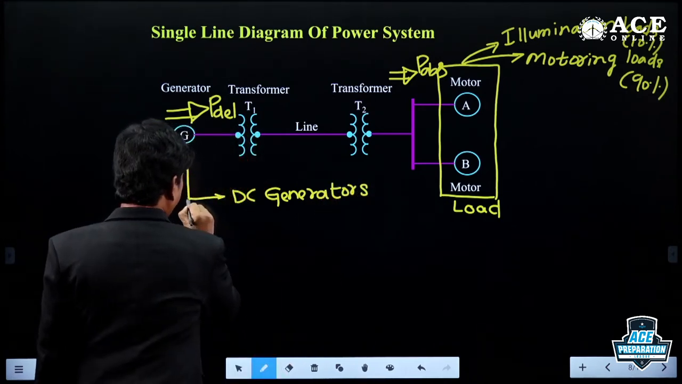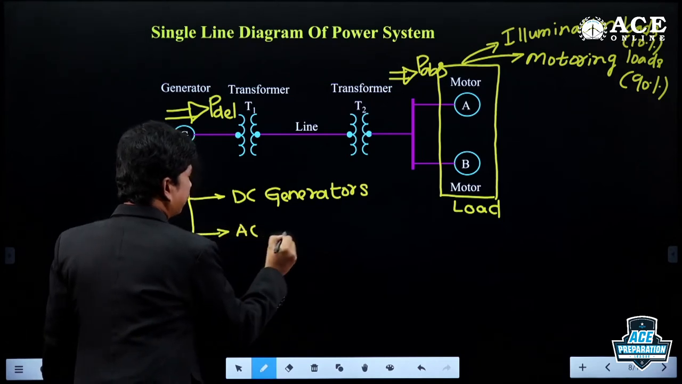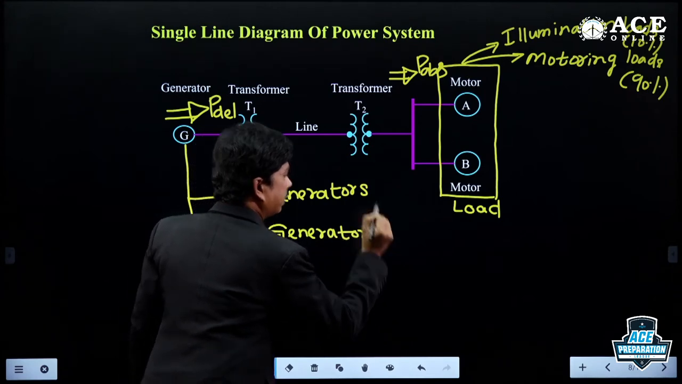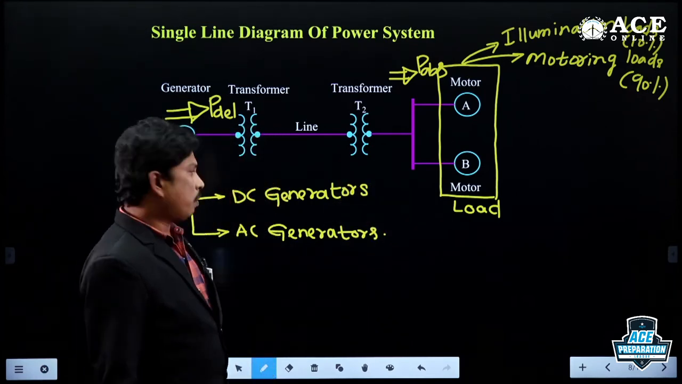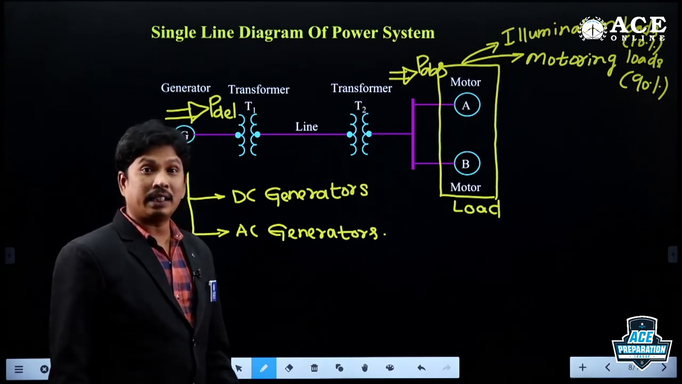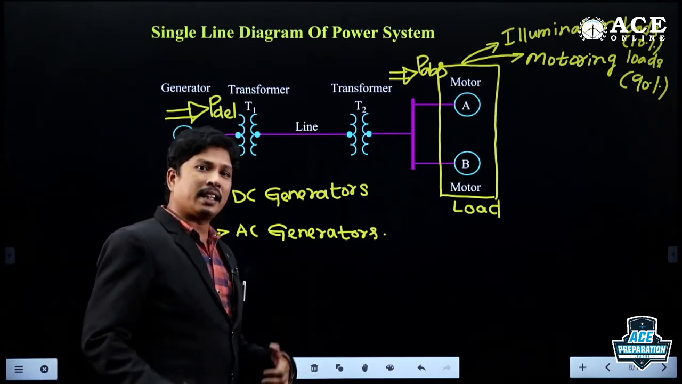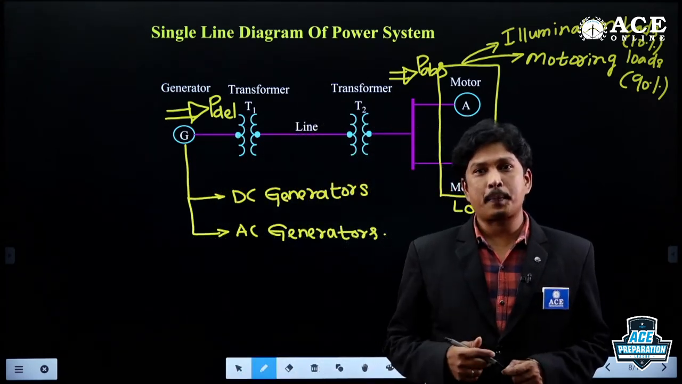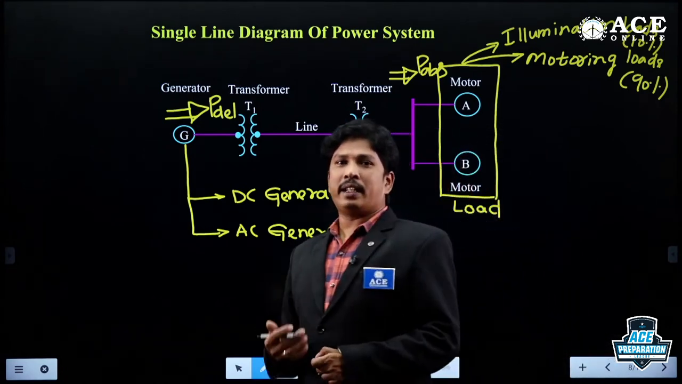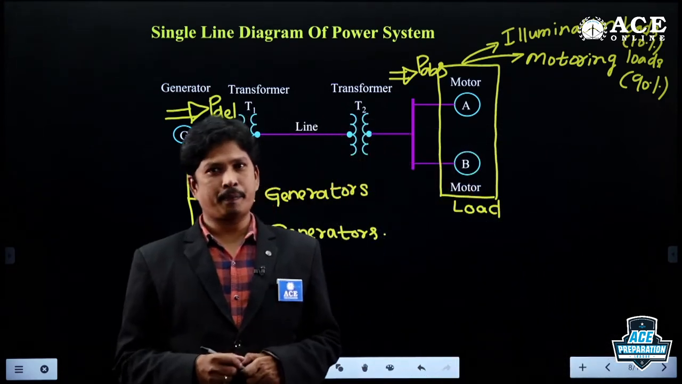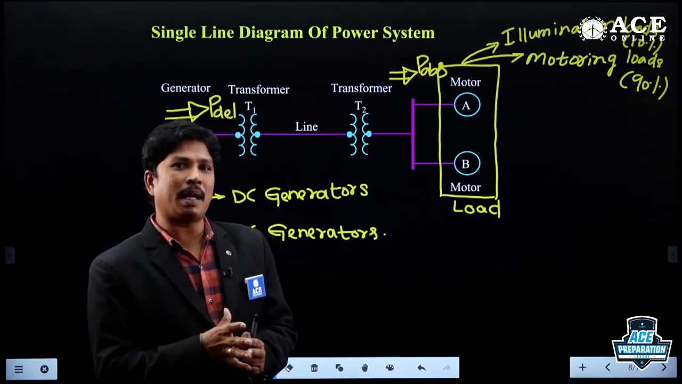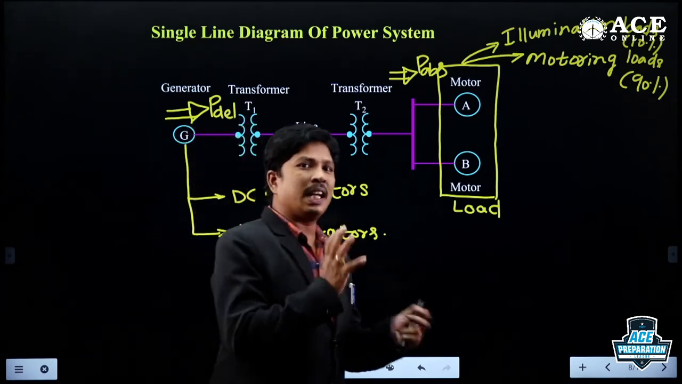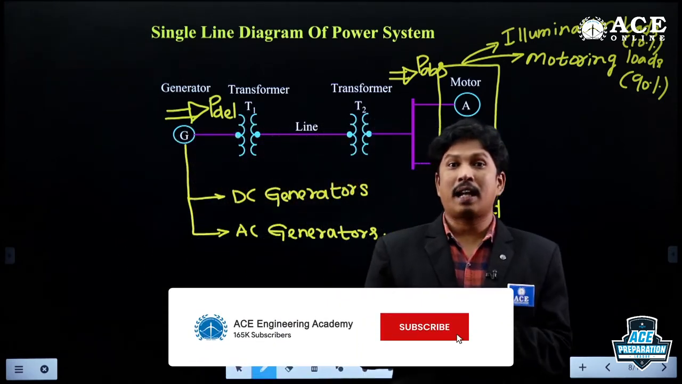And the second one is AC generators. Is it clear? And what are the types of AC generators? The AC generators are again categorized based on the speed. They are constant speed generators and variable speed generators. Constant speed generators, we are calling them as synchronous generators. And variable speed generators, we are calling them as asynchronous generators.